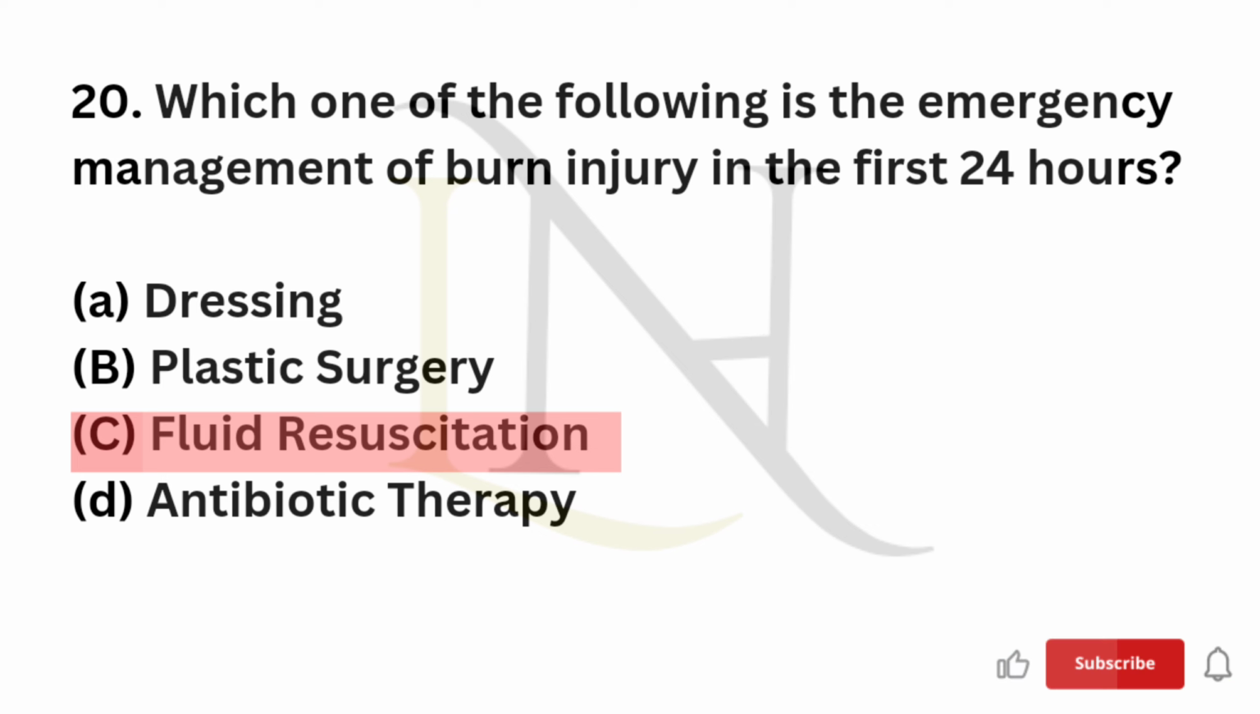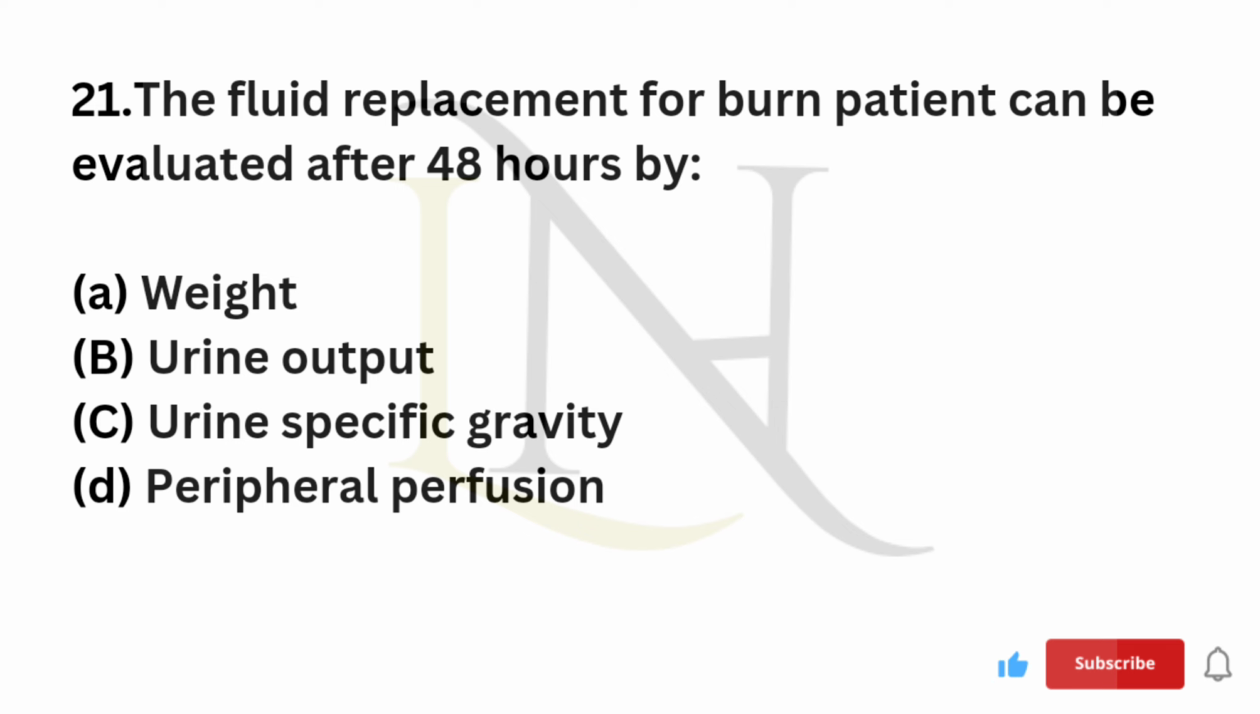Option C, fluid resuscitation is correct answer. Next, the fluid replacement for burn patient can be evaluated after 48 hours by option A, weight. Option B, urine output. Option C, urine specific gravity. Option D, peripheral perfusion. Answer is option B, urine output is evaluation after 48 hours in burn patient. We will see rationale about this.